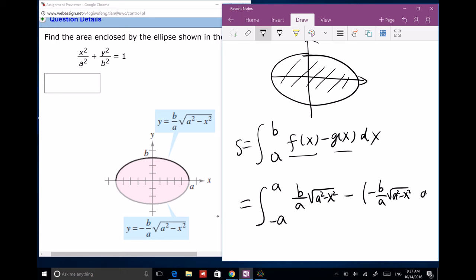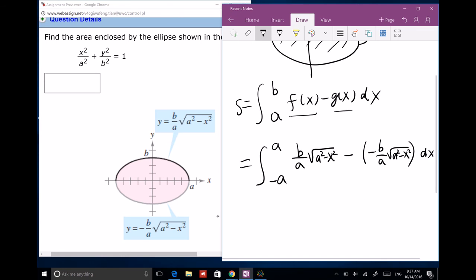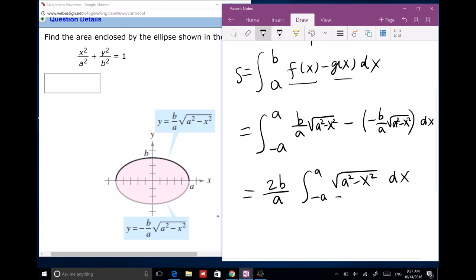So what do you have? You are going to have negative b over a minus b over a, just 2b over a. 2b over a doesn't matter, just take it out. 2b over a, and negative a to positive a square root of a square minus x squared dx. Because b and a are constant, I just take it out. And then I just need to find the antiderivative of this one.